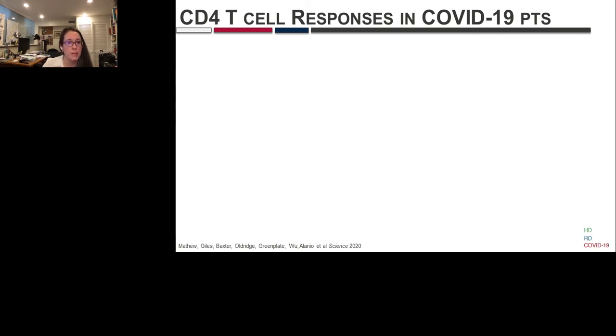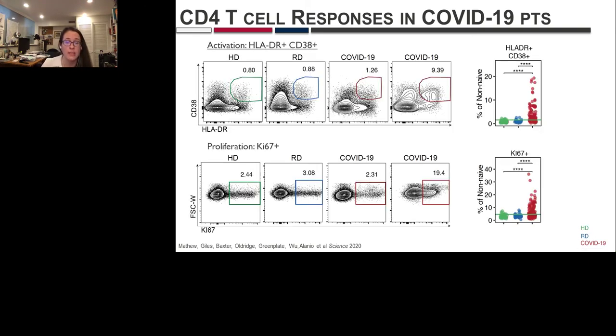Now we can apply this same method to the CD4 T cell response. First, we're going to look at the activation markers again, HLA-DR and CD38. Again, what you see is a very robust response in some of the COVID-19 patients. But again, there's almost no response in another subset of the COVID-19 patients that are almost equivalent to the healthy donors. You can see that enumerated on the right-hand side here. I'm going to point out this green line is representing the 90th percentile of the healthy donors. All those COVID patients that fall on or below that line are not making any response at all.